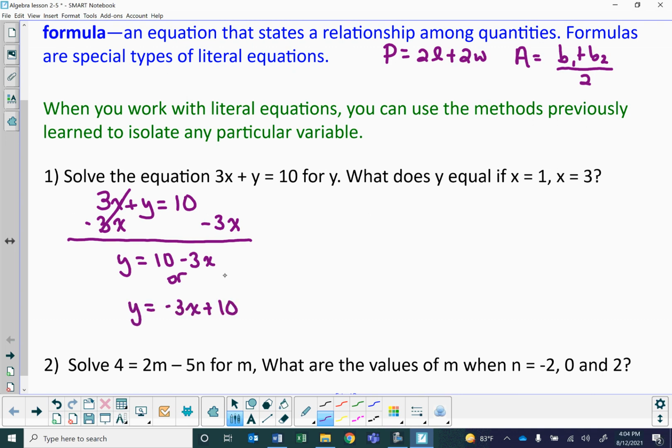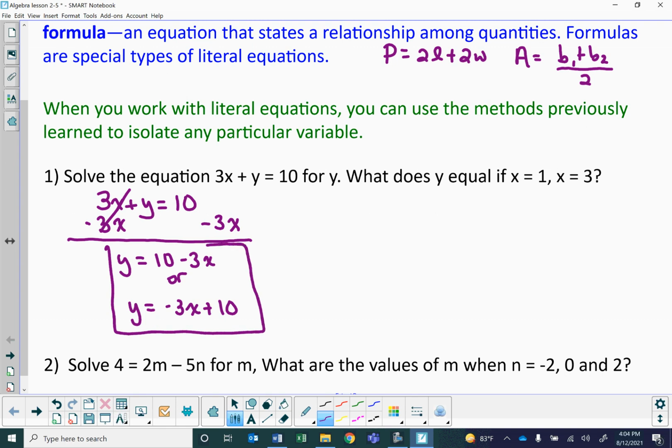I will normally write it like the second form. Reason being is because that's in what we call slope-intercept form, which you'll use later on in Algebra 1. So I tend to put my variables before my constants. So if I have a term with a variable in it, I put it before a term that does not have a variable with it. Either one is correct, y equals 10 minus 3x or y equals negative 3x plus 10. So we've solved those for y. So that's the first thing that we were asked to do.